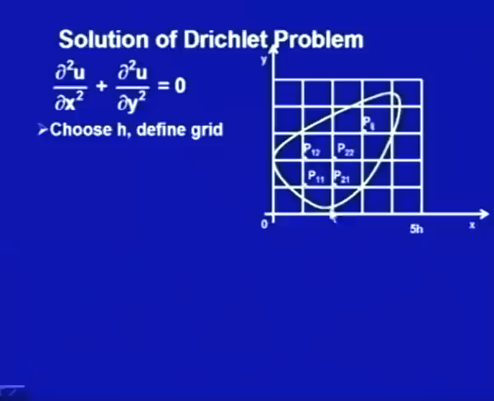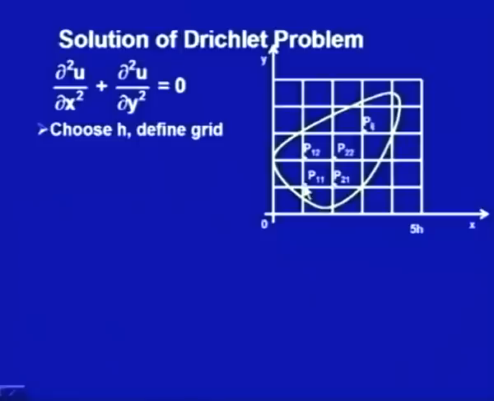The Dirichlet problem says that my boundary condition is defined on this boundary, that is the curve. So, what we do is we choose h first. Here, for simplicity, I am using a small region. Let us say I have chosen this h very large, so that I could cover it up. From (0, 0) we are starting, and let us say we have used this 5h.